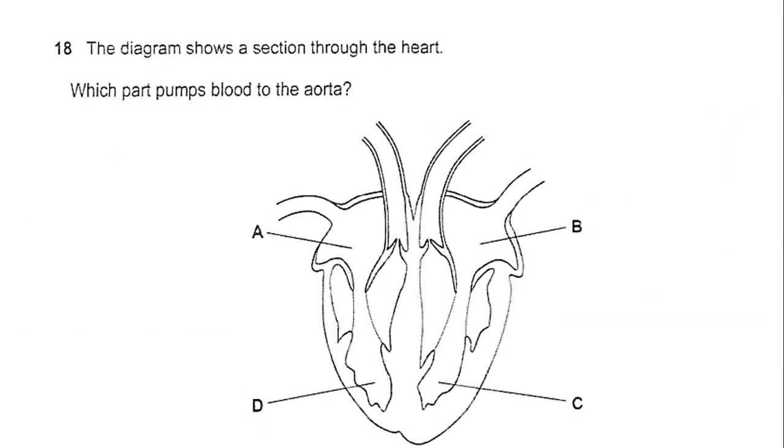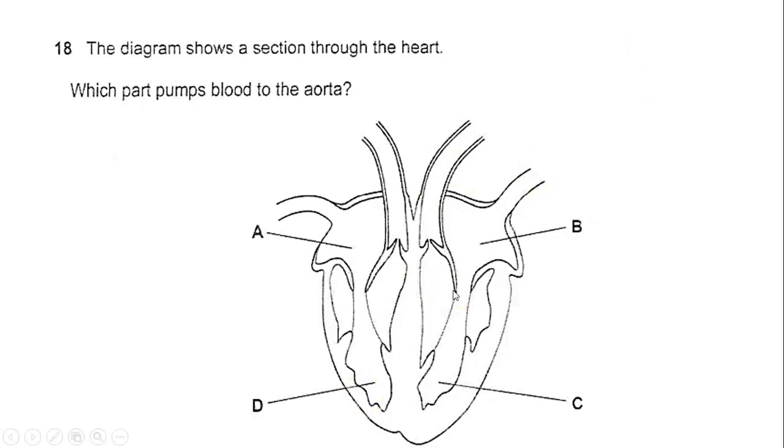Okay, let's answer some questions. The diagram shows a section through the heart. Which part pumps the blood to the aorta? Okay, so pumping the blood to the aorta means that this is oxygenated blood. And where can I find oxygenated blood? On the left side of the heart. And again, the left side of the diagram is opposite to my right side, or in front of my right side. So here it is.